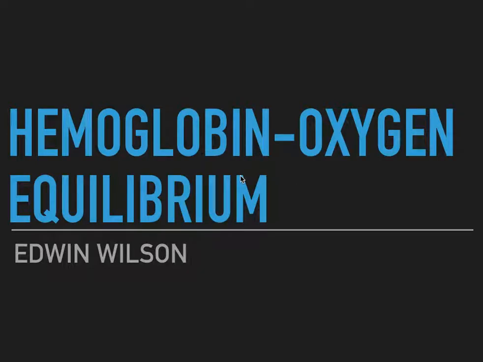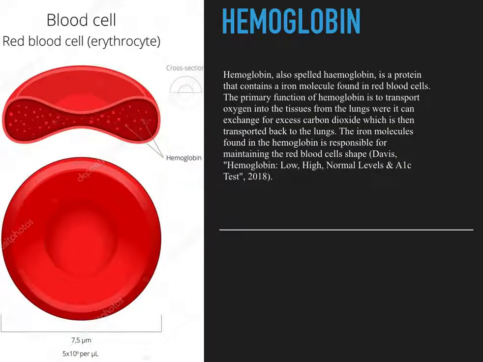Hi, today I'm going to talk to you about hemoglobin oxygen equilibrium and how high altitude affects it. Background information. Hemoglobin is a protein that contains an iron molecule found in red blood cells. The primary function of hemoglobin is to transport oxygen into the tissues from the lungs where it can exchange for excess carbon dioxide, which is then transported back to the lungs. According to eMedicine Health, the iron molecules found in the hemoglobin is responsible for maintaining the red blood cells' shape.